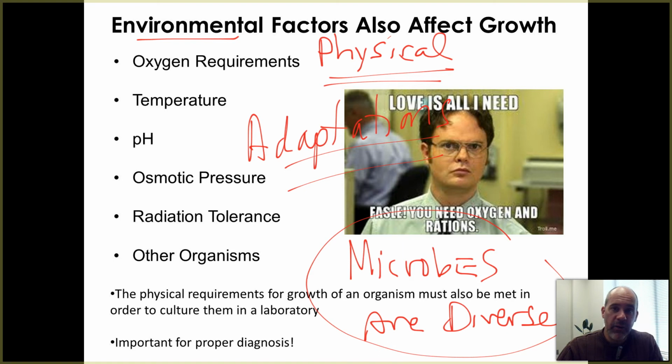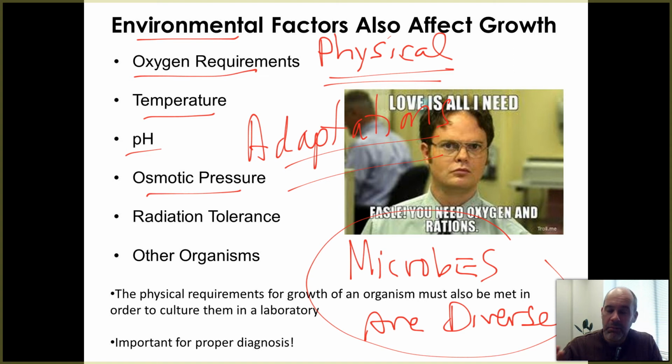Also, the human body is pretty large compared to microbes. We have different compartments in the body with different environmental conditions. And so you're going to have different microbes that either live there normally or can cause disease in different body locations depending upon the physical environments of your body. So what do we mean by these environmental factors? Microbes will differ in terms of their oxygen requirements, temperature requirements, pH requirements, osmotic pressure.